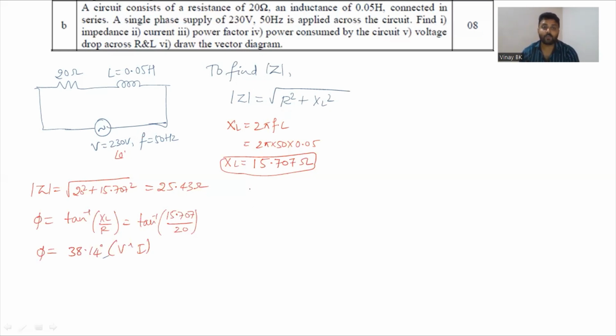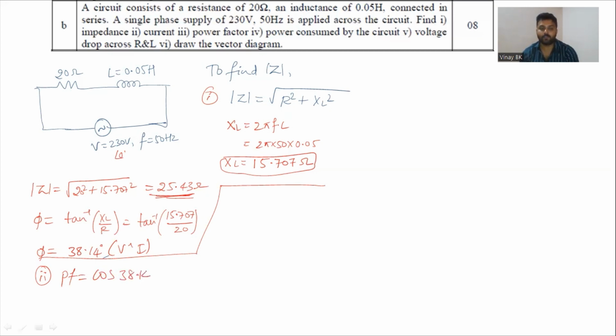Similarly, next, what do they ask you to find? Current. That is the second point; the first point, impedance 25.43, is over. The next point is the power factor. Phi is calculated now. Power factor is nothing but cos of 38.14 degrees, which is 0.7864.